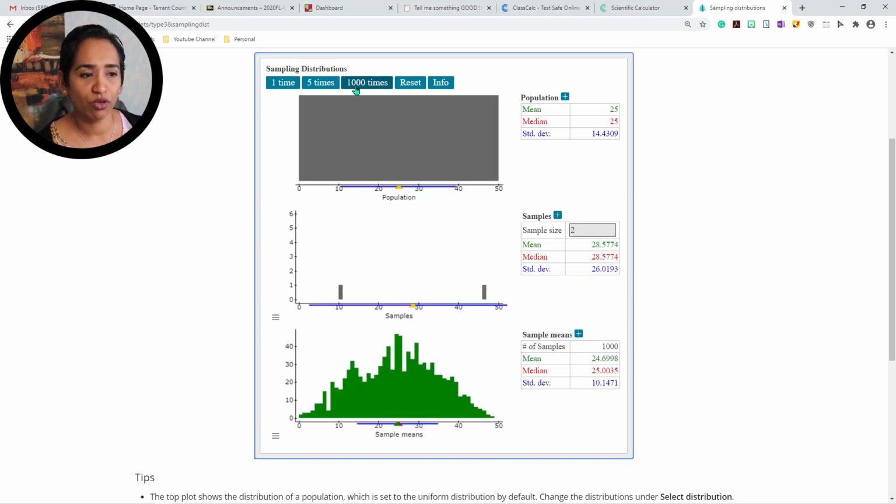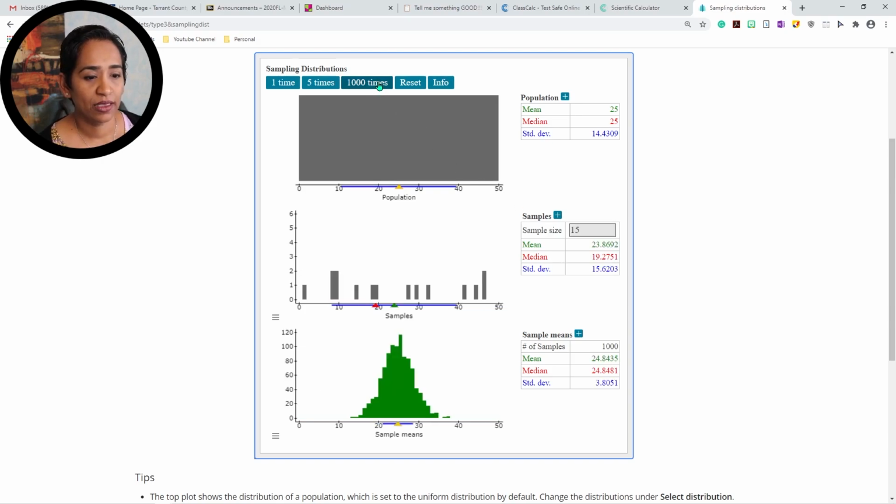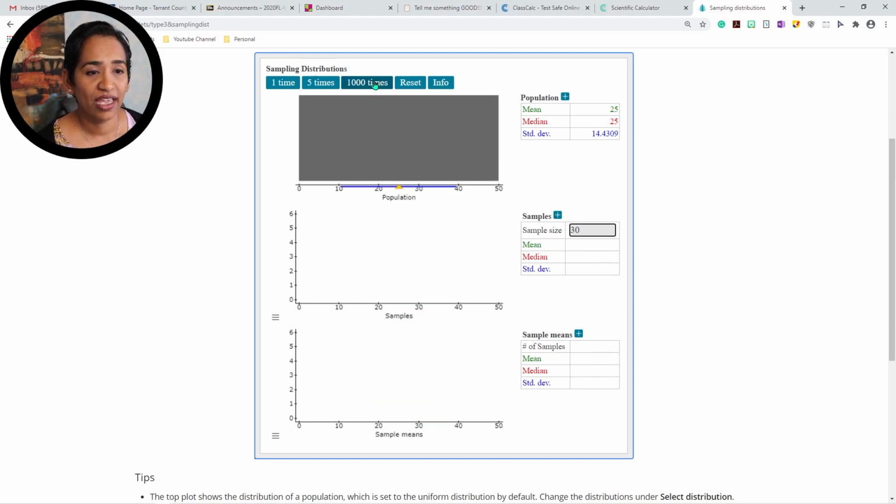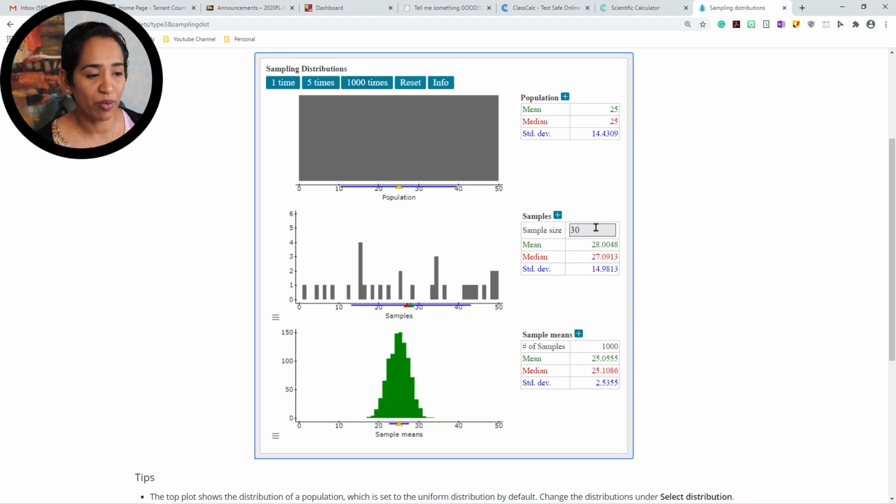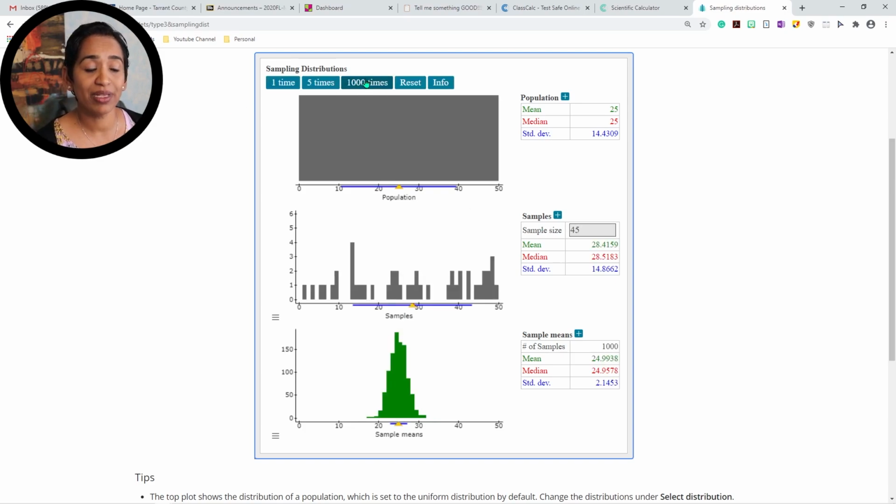1, 2, 3, go, 1,000 times. Oh, I should have taken a larger sample size. 1,000. There you go. Now I have a sample size of 15, and you see that it is a bell-shaped curve. Now let me take a larger sample size, 30, and then it's a perfect bell shape. So as I keep increasing the sample sizes and taking multiple samples, it gets closer and closer to a bell shape.